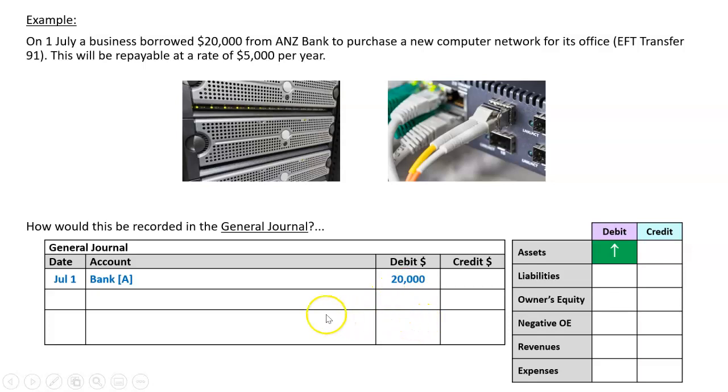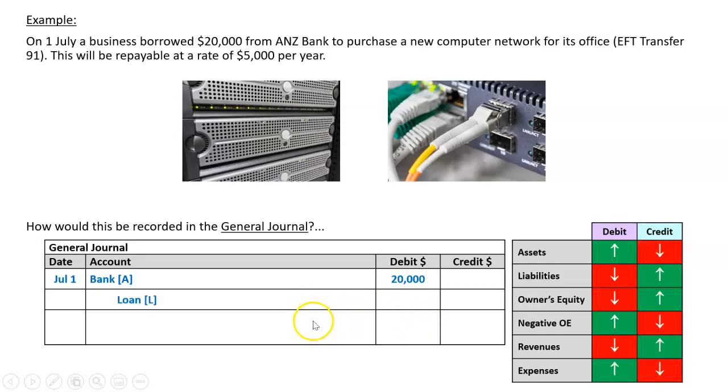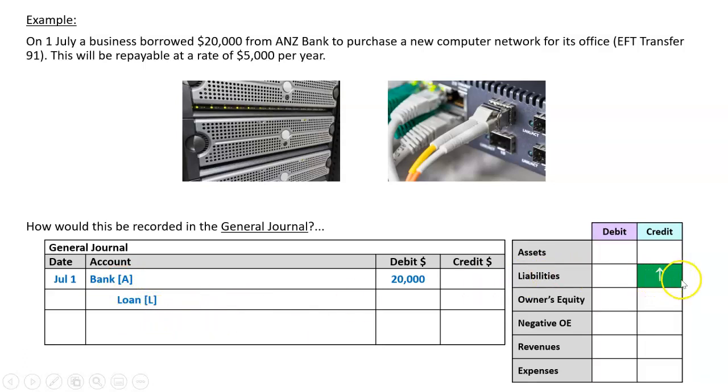However, every debit needs a credit. So what comes attached with that? Well, it's called a loan, and that's a liability. And the amount of my liability is going up. So when a liability goes up, that will be a credit. So I'll do that there. Also, we might get asked for a narration, so we just write something like: receipt of loan from ANZ Bank to use to purchase new computer network, EFT 91. And we're done.